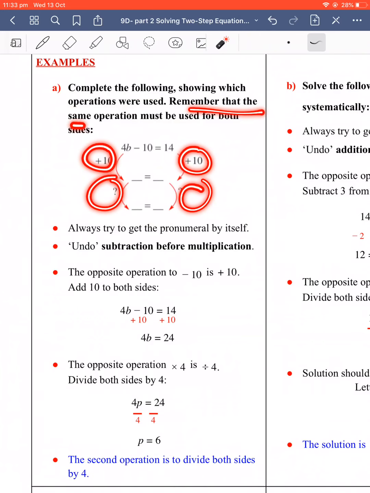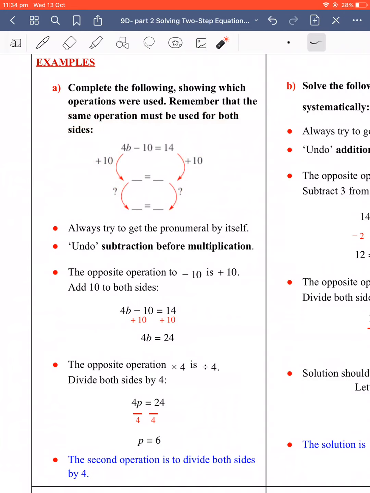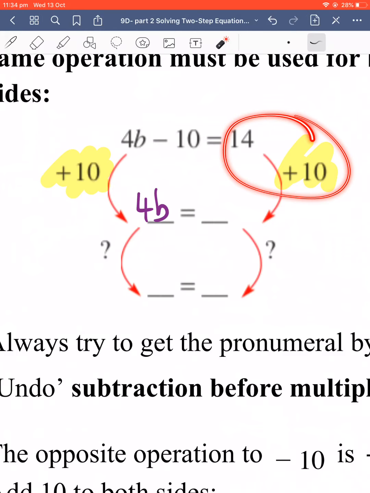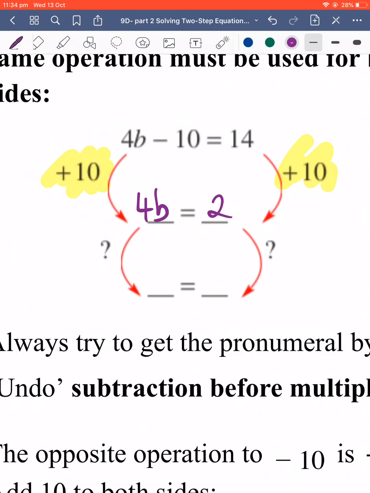And remember that what you do to one side, the same operation must be used on both sides. And you can already see that we've got one here, so plus 10 and plus 10. Okay, so to walk you through this, first thing we do, if we're plusing 10, so plus 10 and minus 10 will cancel out. So here we'll end up with 4b. So I'm just going to write that in so you can follow along as well. So I end up with 4b on this line here. And then I've got 14 plus 10 gives me 24.